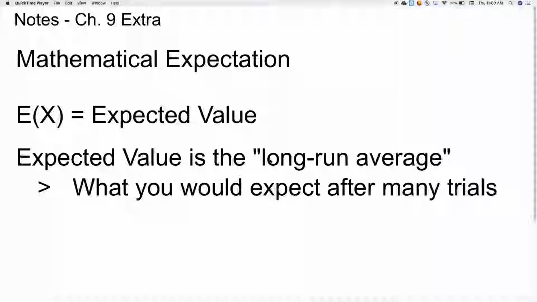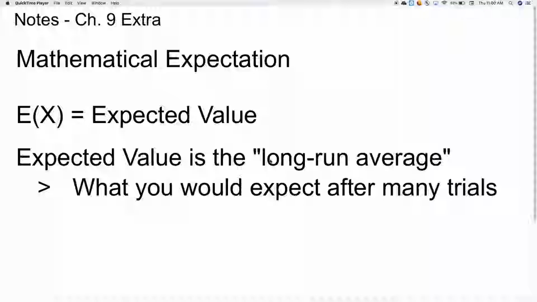E of x is the notation for expected value. And what I did was I put expected value sort of in my own words. What does expected value mean? Expected value is not a probability. It's a long run average of what should happen if you run your experiment lots of times, or if we're playing games, if you play your game a lot of times. What we expect to happen over a long period of time.